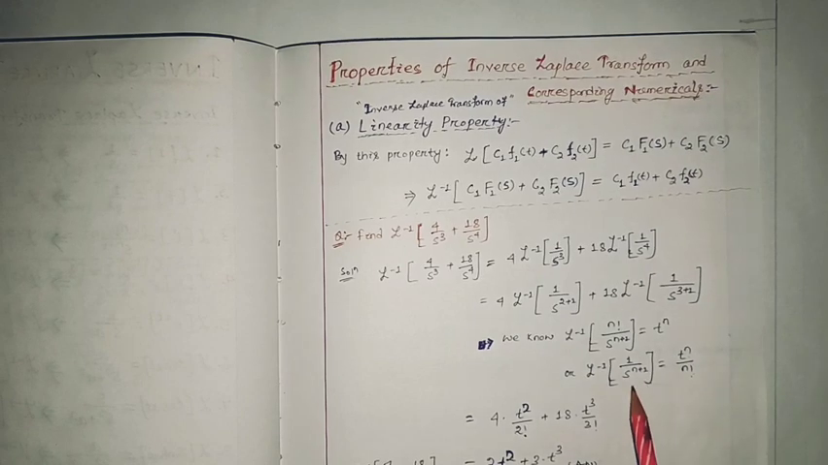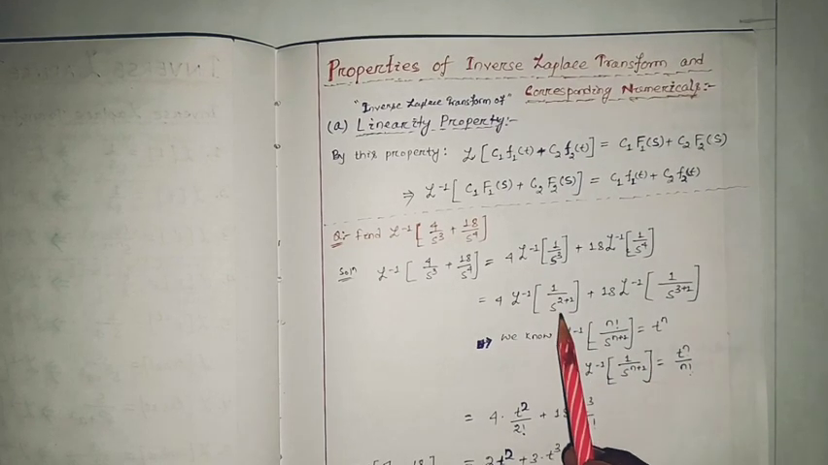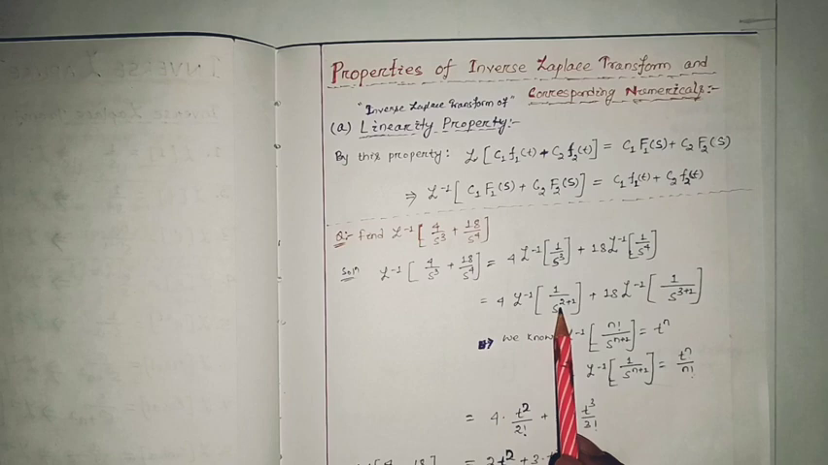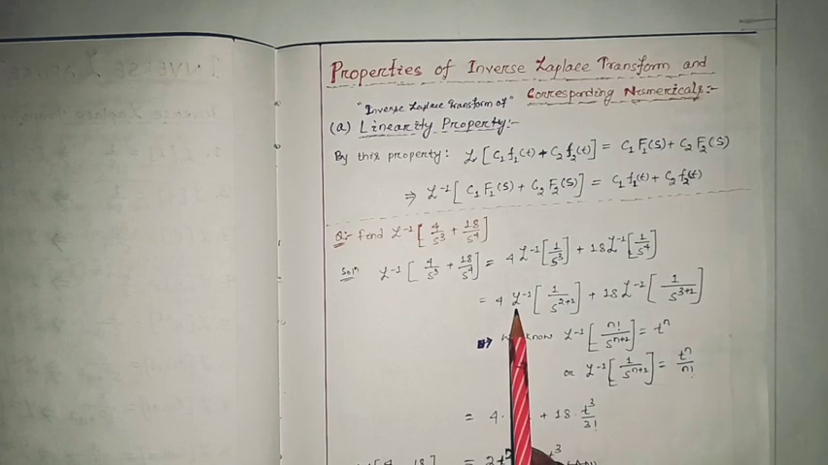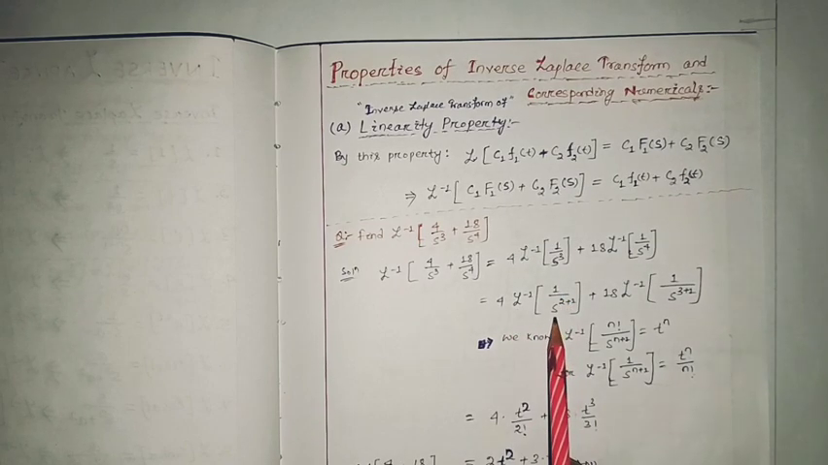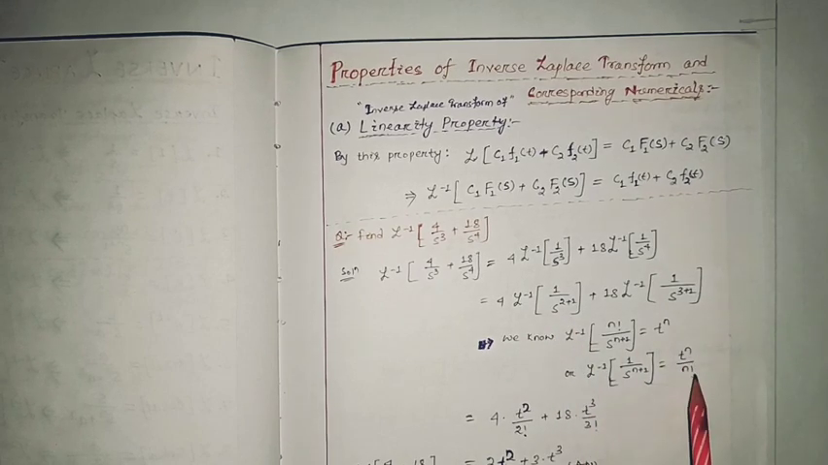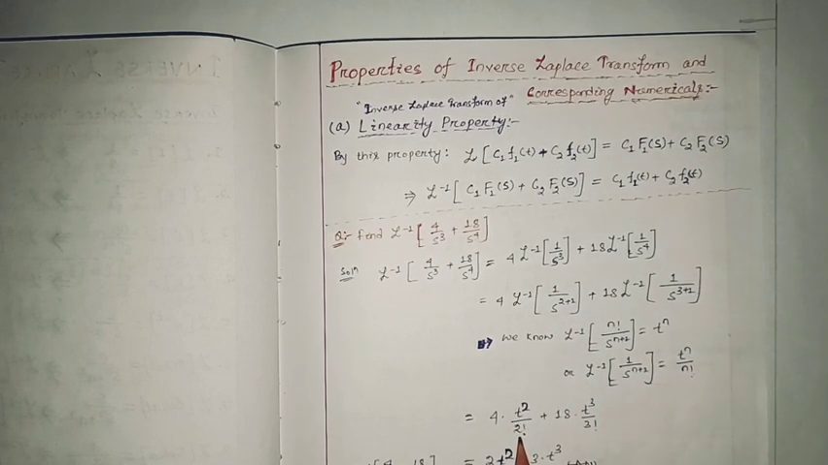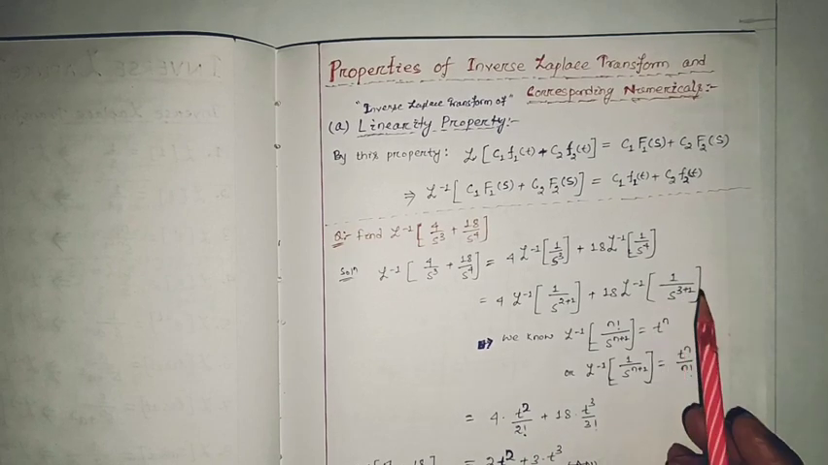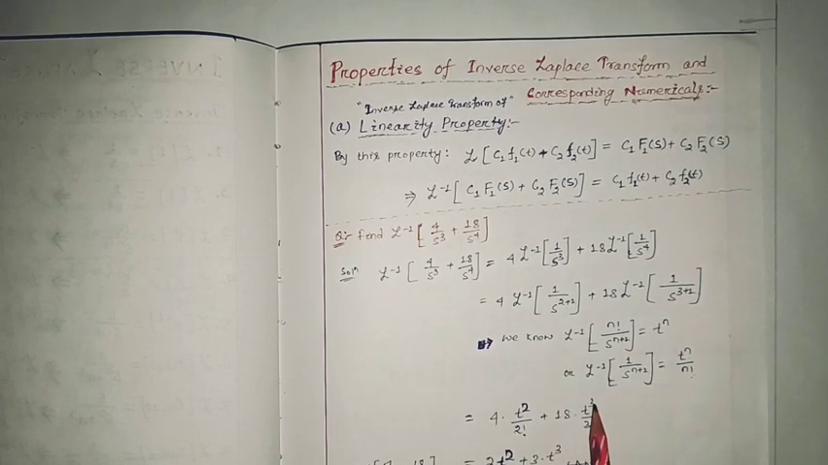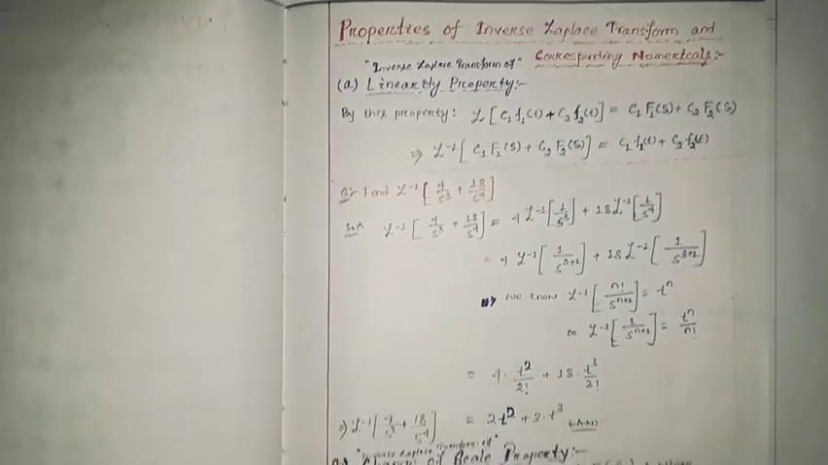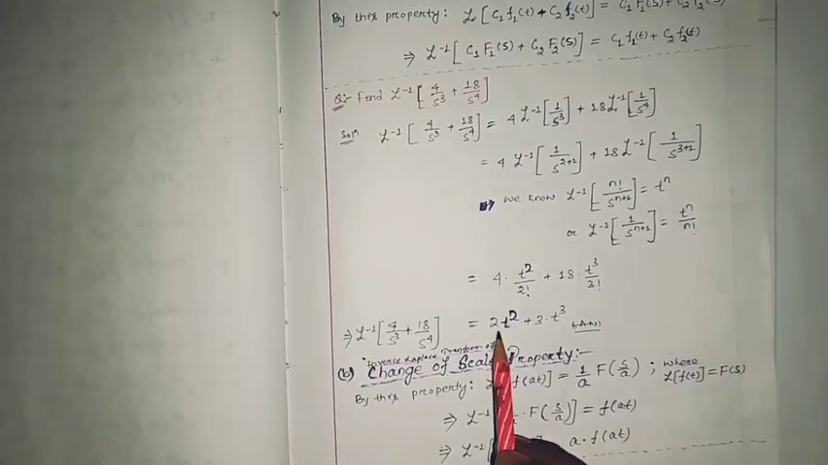If I compare this with that, then here n equals 2. So inverse Laplace transform of 1 by s to the power 2 plus 1 will be equal to t to the power 2 by 2 factorial. Likewise, for this case, it will be t to the power 3 by 3 factorial. So hence our answer will be this one.